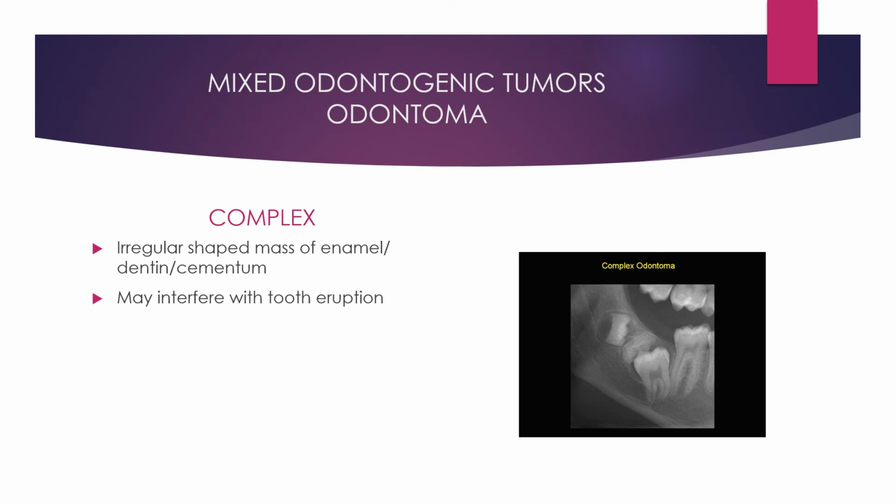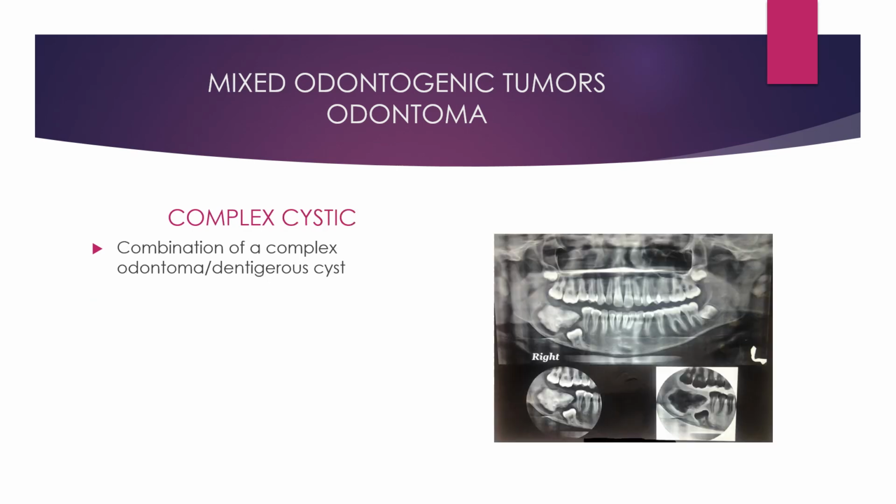Complex odontomas are an irregularly shaped mass of enamel, dentin, and cementum. They too may interfere with tooth eruption. A complex cystic odontoma is a combination of a complex odontoma and a dentigerous cyst. It is thought that the cyst, a dentigerous cyst, arises around the odontoma.